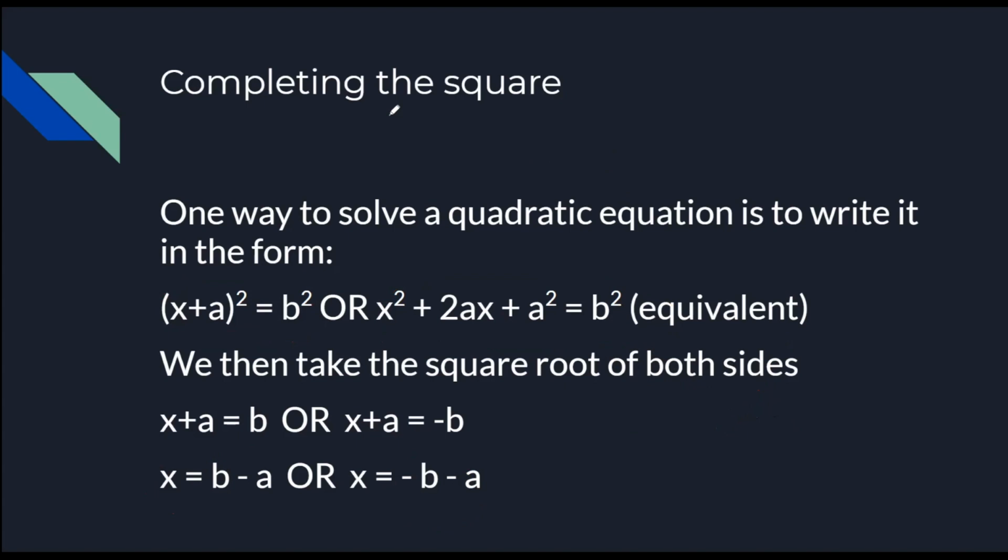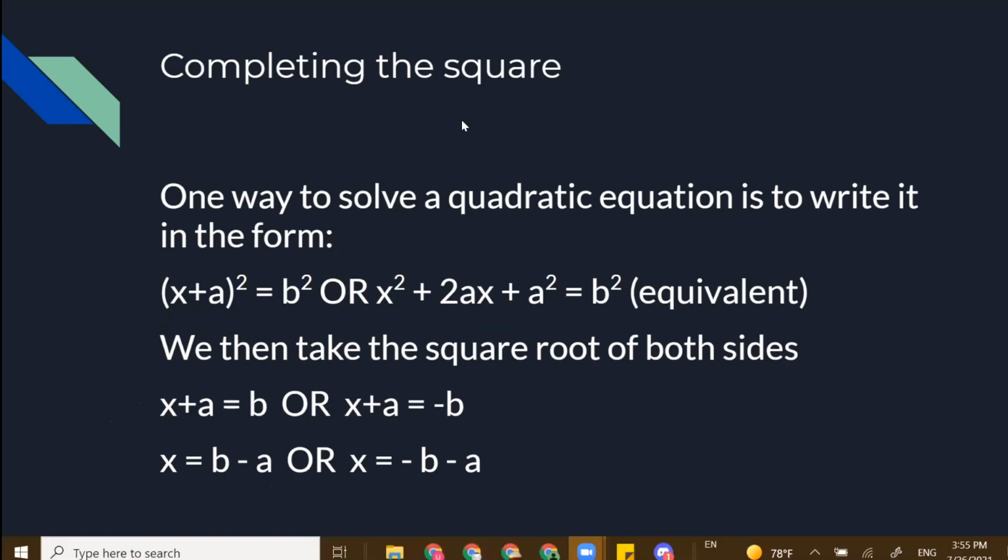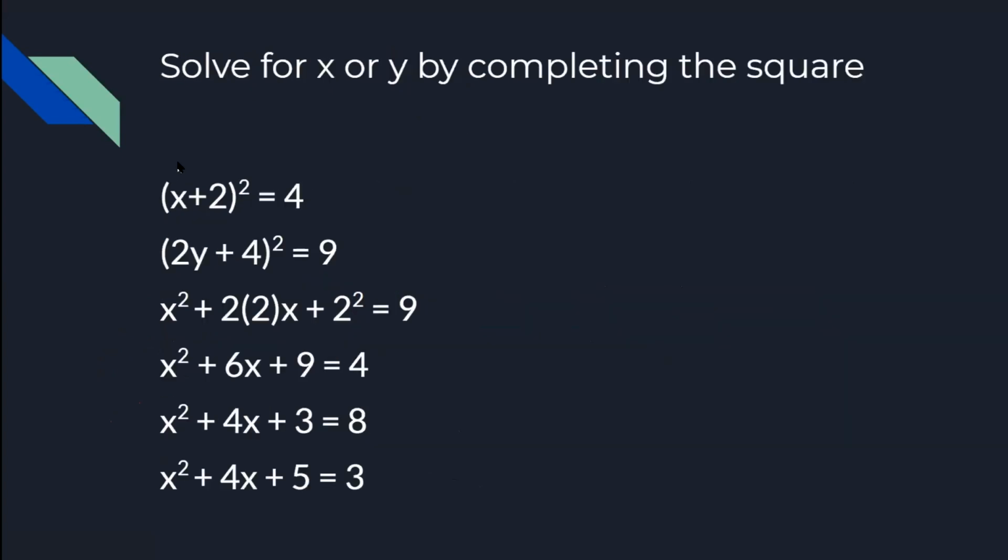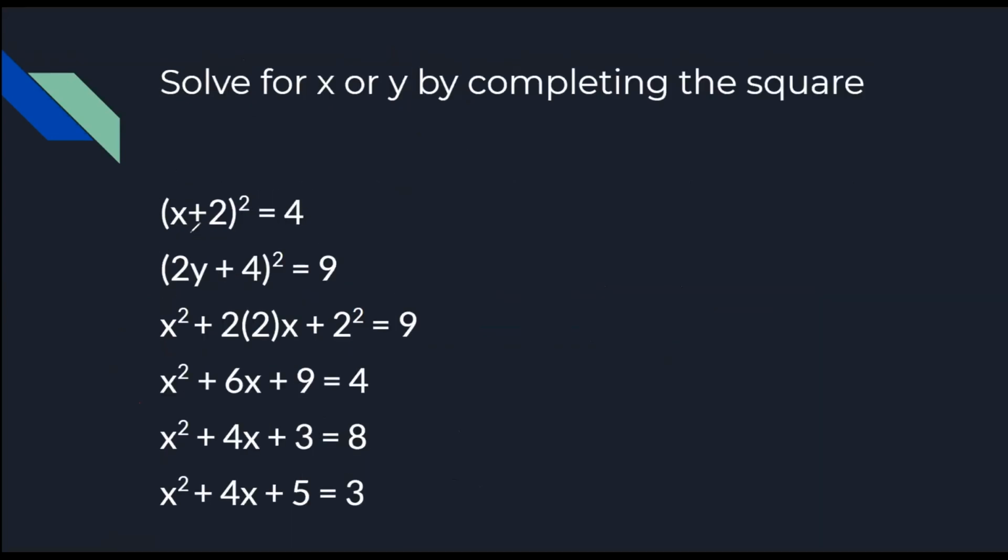Okay, so once we get into this form, that's the easy part. Then we can just take the square root of both sides and find the two solutions. But how do we get it into this form? So let's try a couple of examples where we're already in that completed square form, okay? Who wants to try telling me the solutions to this first equation? X plus 2 squared equals 4.